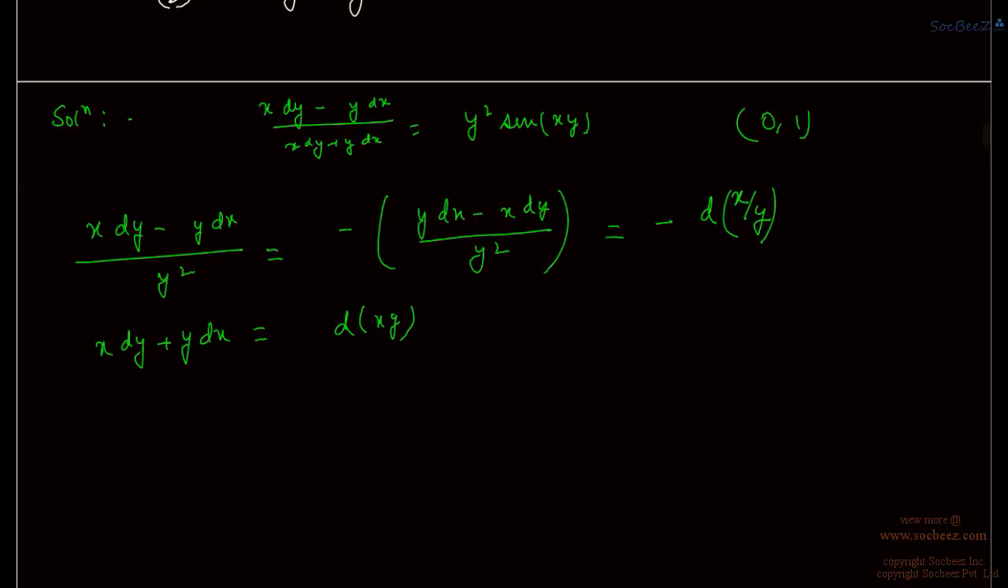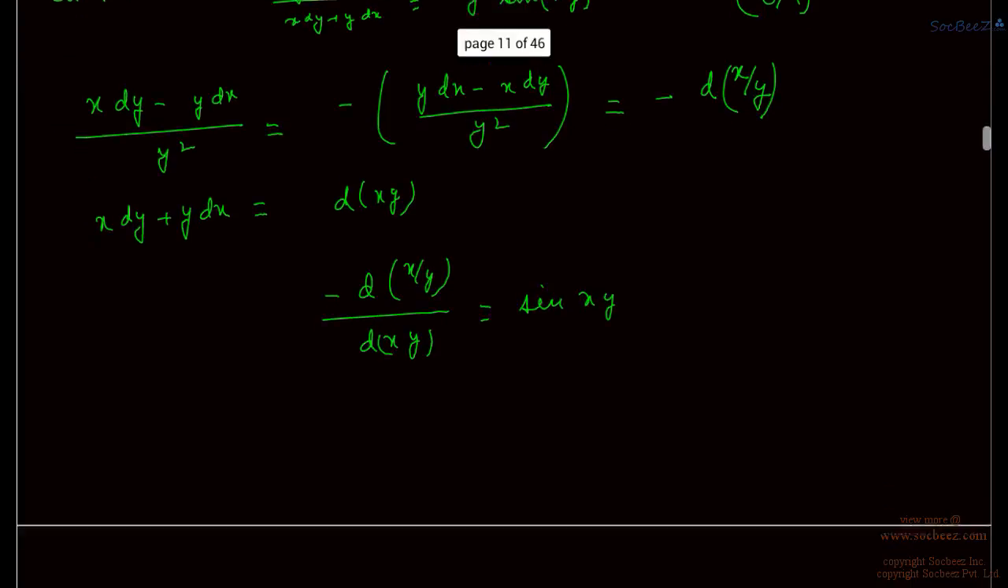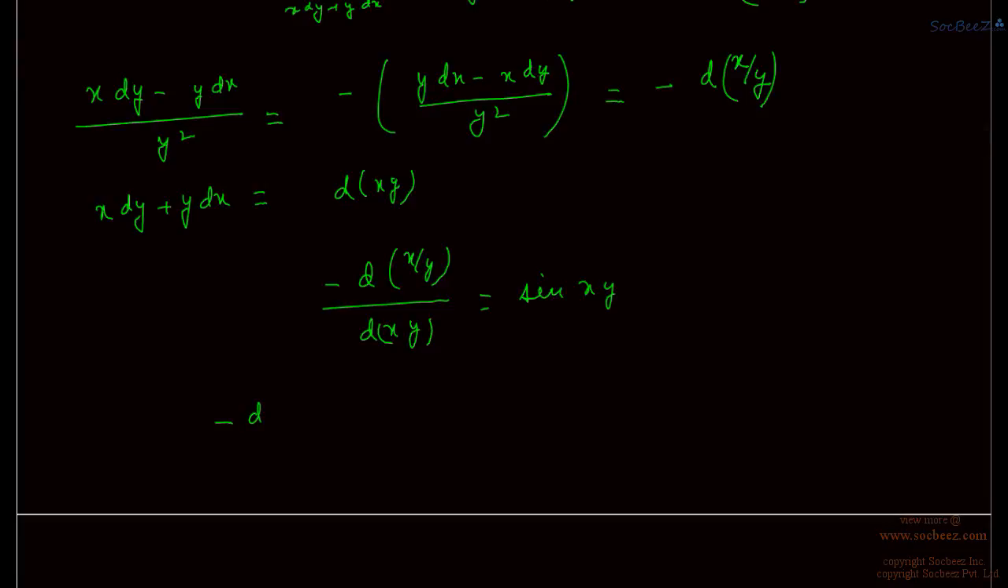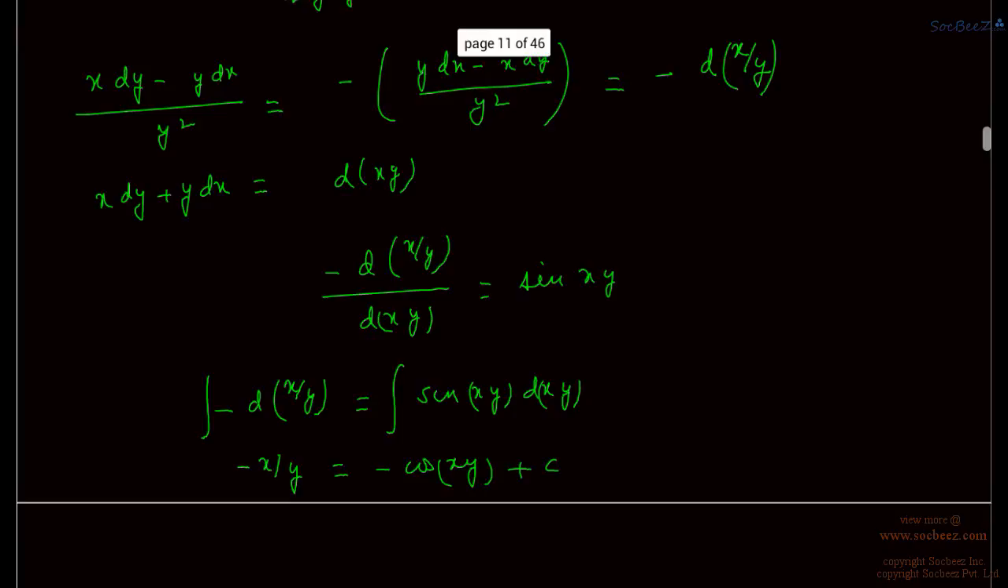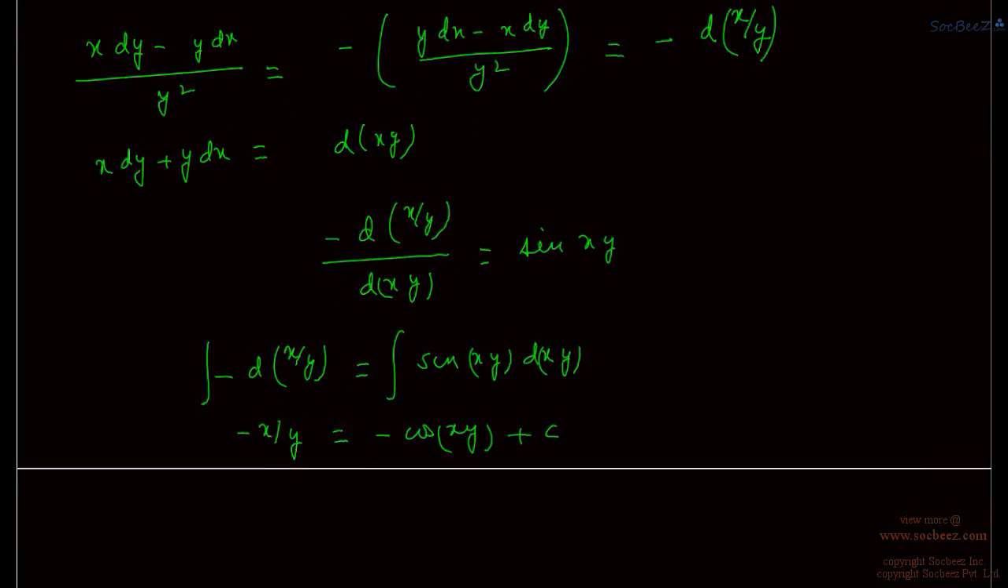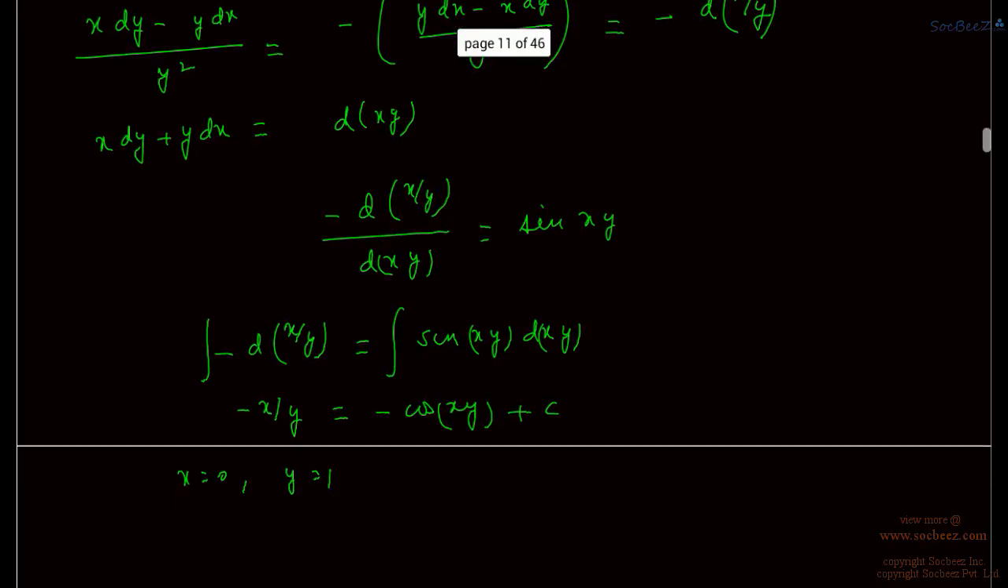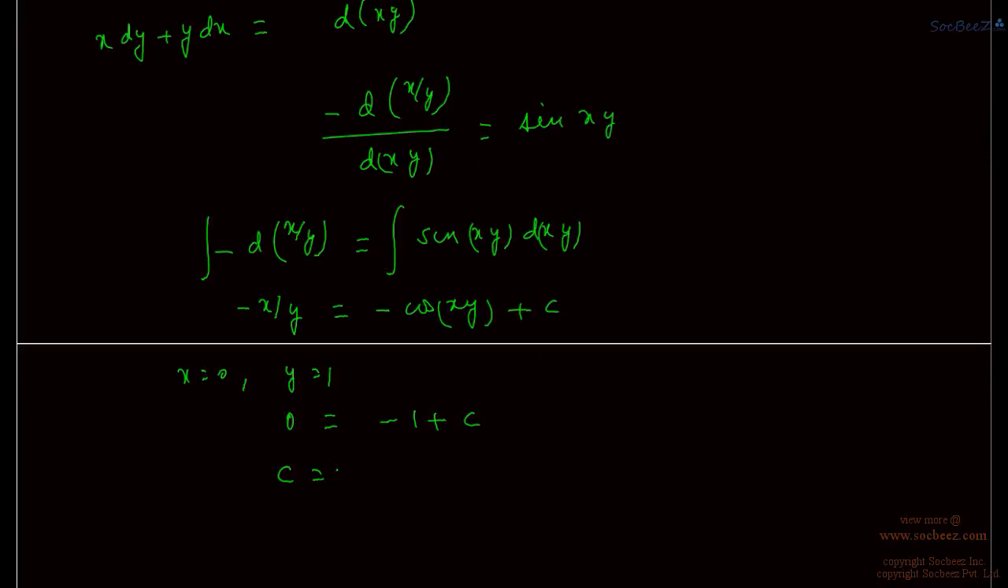Now substituting these two in the above equation, we have minus of d(x by y) upon d(xy) is equal to sin xy. So we have minus of d(x by y) is equal to sin xy d(xy). So integrating, we get minus of x by y is equal to minus of cos xy plus some constant c. So putting the value (0, 1), x is equal to 0, y is equal to 1, we have 0 is equal to minus 1 plus c, right? Because cos 0 is 1. So we have c is equal to 1.